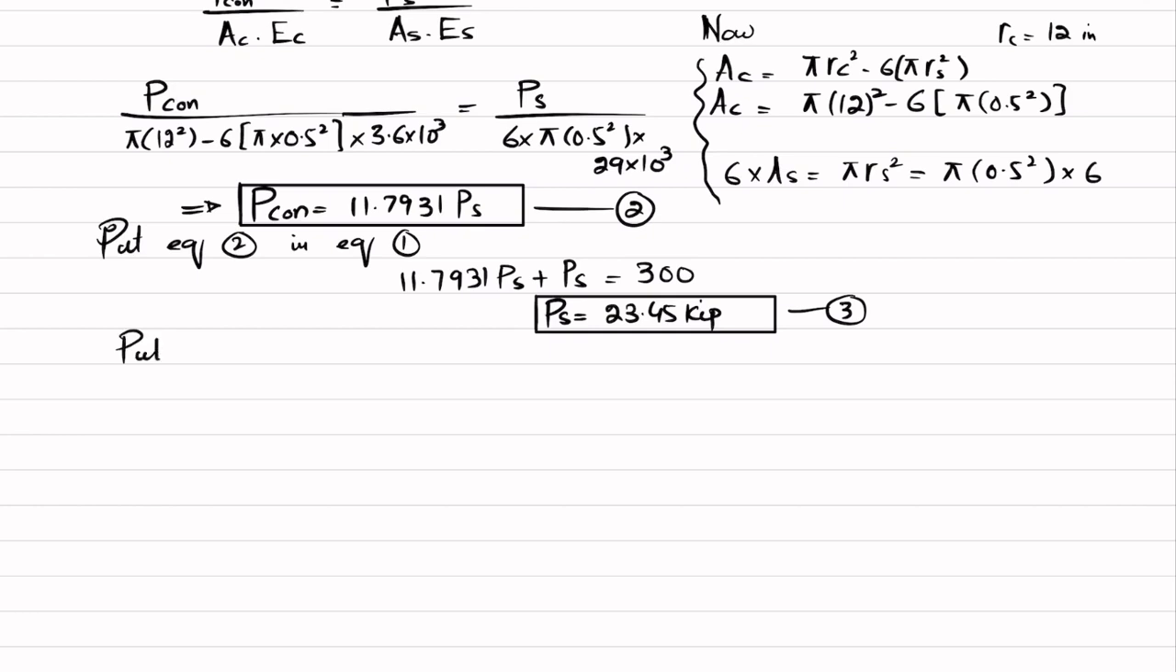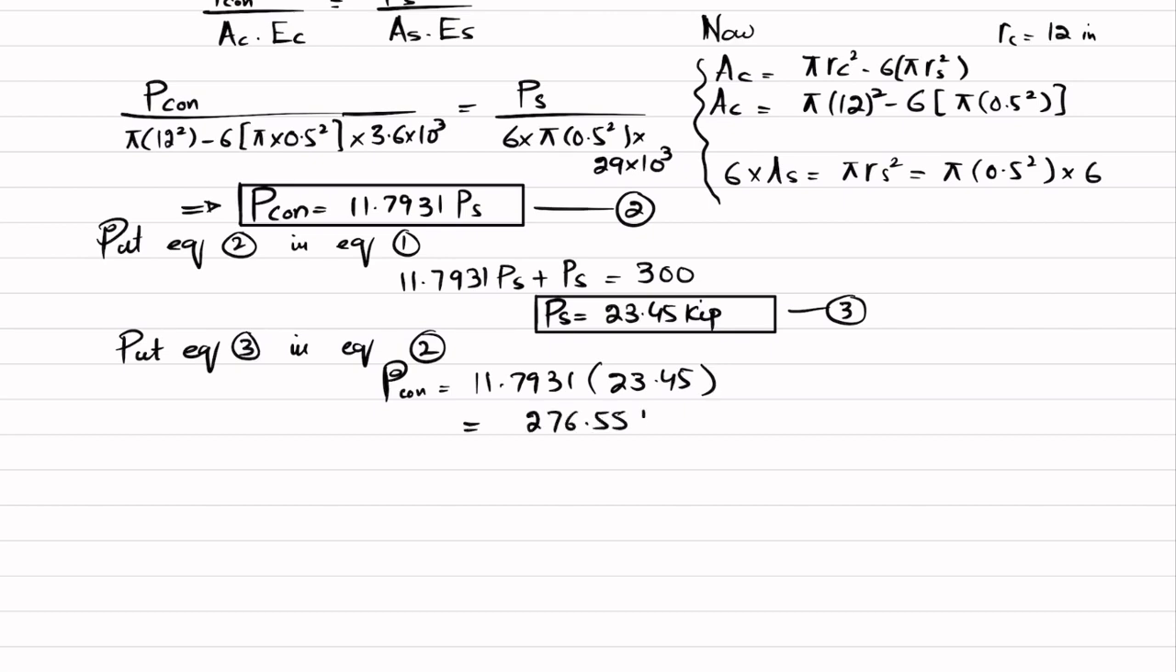Now put equation 3 in equation 2. So P of concrete is equal to 11.7931 into P of steel, which is 23.45 kip. And you will get P of concrete equal to 276.55 kip. So it means that concrete is taking 276.55 kip load, while the 6 steel rods are taking 23.45 kips load.